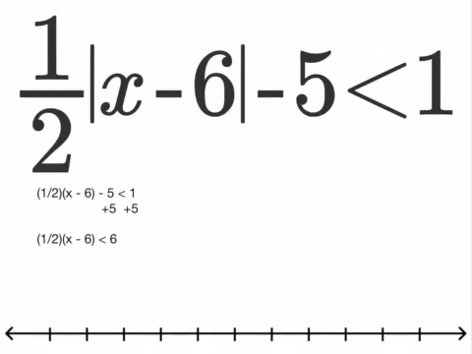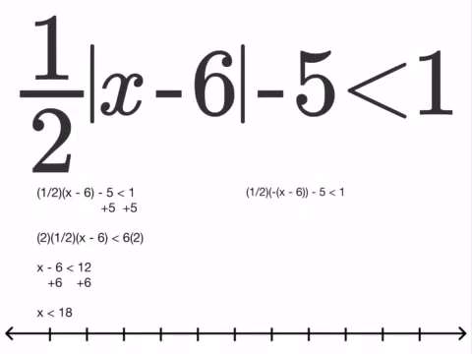Please note right here that we have 1/2 of x minus 6. And remember, I don't really like to distribute that 1/2. I would much rather personally multiply both sides by 2. That means x minus 6 is less than 12. Add 6. X is less than 18.